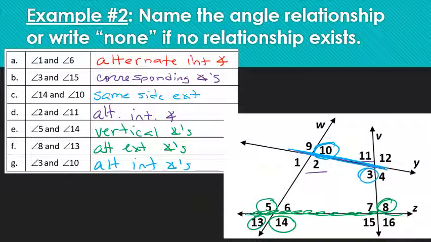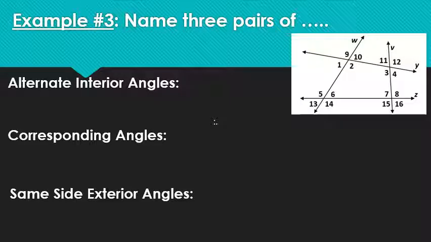All right, moving on to example 3. So I want you to look at the picture and name 3 pairs of alternate interior angles, corresponding angles, and same side exterior angles. And I will have the answers in class tomorrow when you get there, and we will be ready to discuss these.